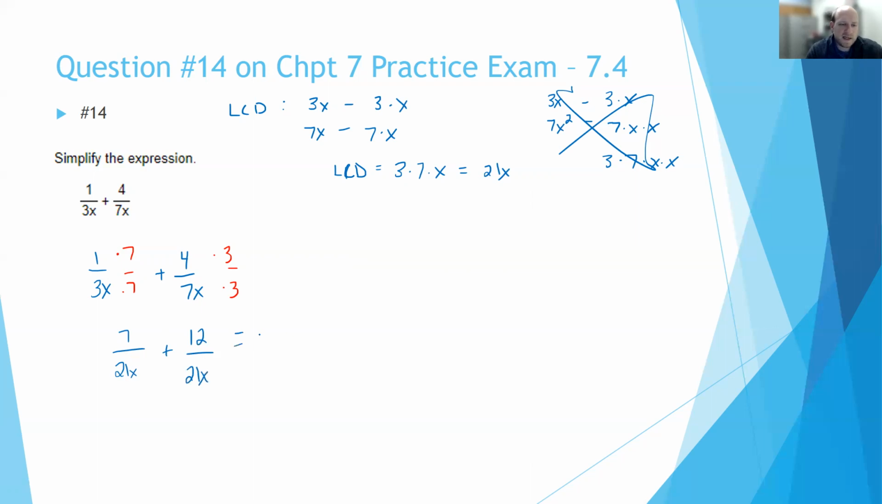So now that I have a common denominator, I can add. Let me erase some of that. Sorry. So let's add the 7 and the 12. We do 7 plus 12 over the 21x, and that's 19/21x.